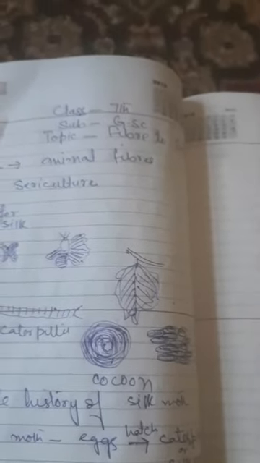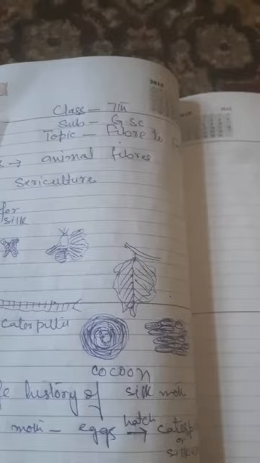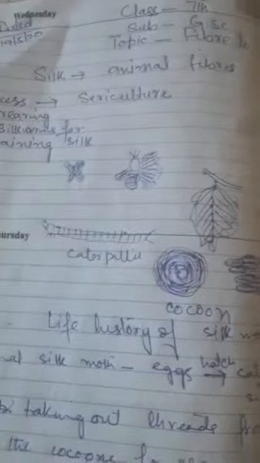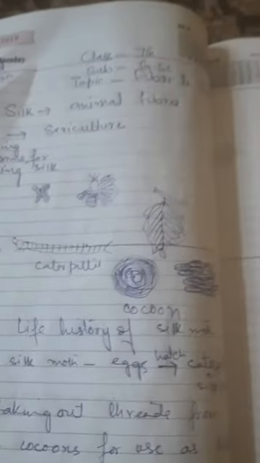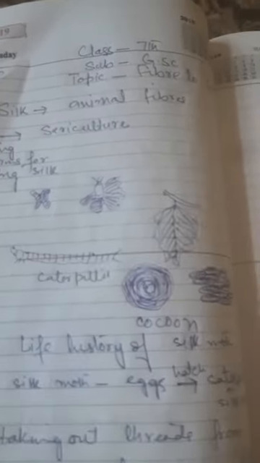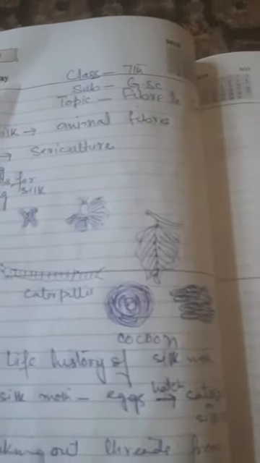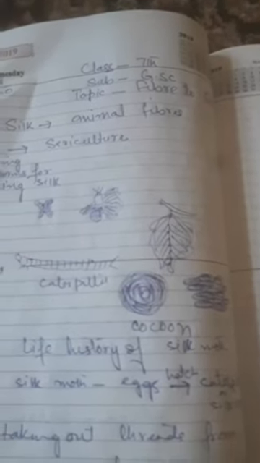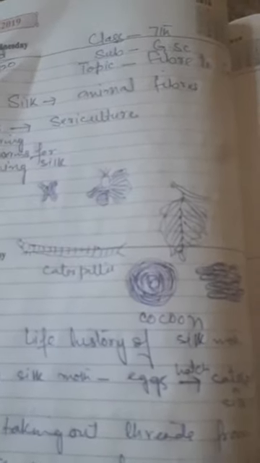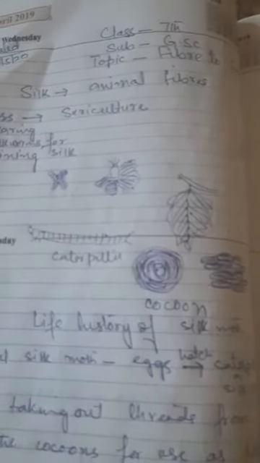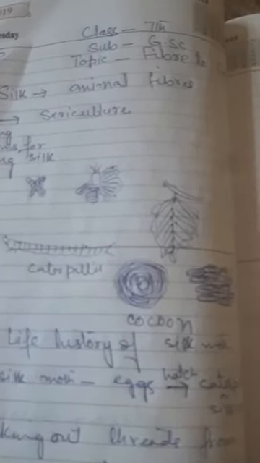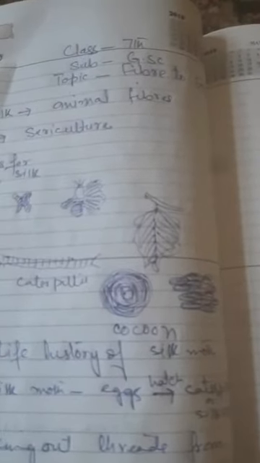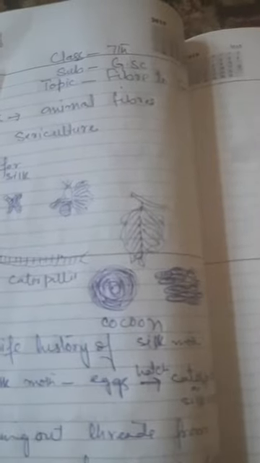And the moth remains inside this cocoon. This is the life process of the silkworm, the silk moth. And later this cocoon is used for obtaining silk, because the outer covering called the cocoon is a protein layer, and this is the silk fiber, and this is used as silk.